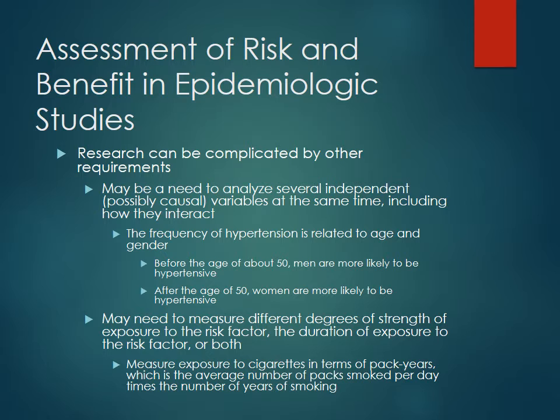So looking at those changes and how those variables can interact with one another is an important thing we need to look at. And you may need to measure different degrees of strength of the exposure to the risk factor, the duration of exposure to the risk factor, or both, right? Whether someone has been exposed to it for a long time or a short time, that dose-response relationship that we mentioned. So measuring exposure to something like cigarettes would be in terms of pack-years, which is the average number of packs smoked per day times the number of years that person has been smoking. That would be one way to measure the degree of exposure someone has had to a given risk.